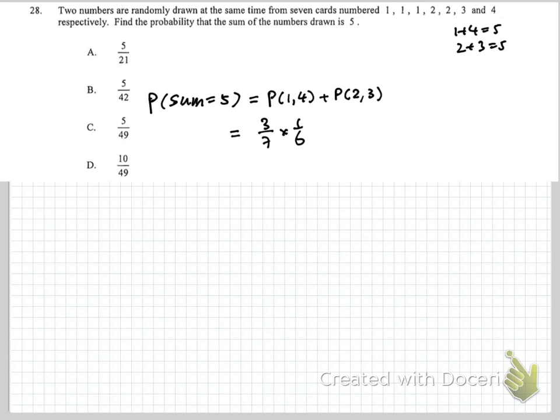And 3 will be... to get a 2, it is 2 out of 7. Right? There are 2, number 2. So the probability of getting a 2 is 2 out of 7. Now that one of the 2 is gone, that is because they are independent.